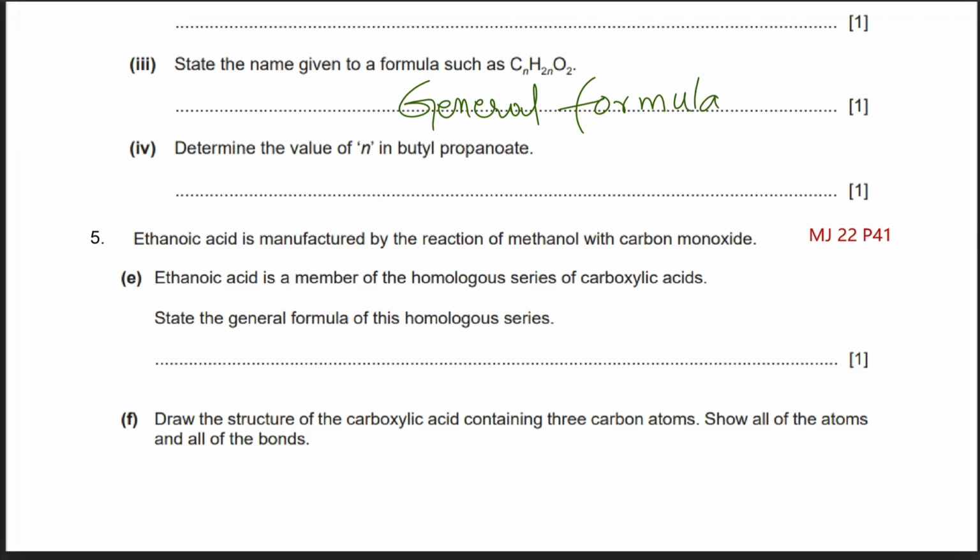Determine the value of n in butyl propanoate. Now, butyl has 4 carbons in it and propanoic acid will have 3 carbons in it. So, it will be 7.